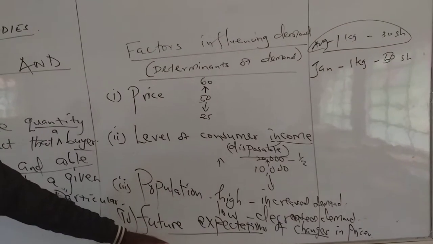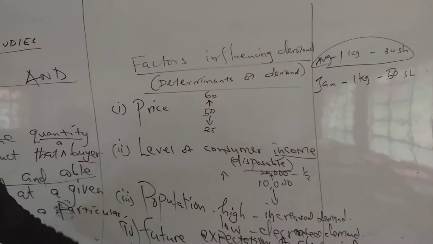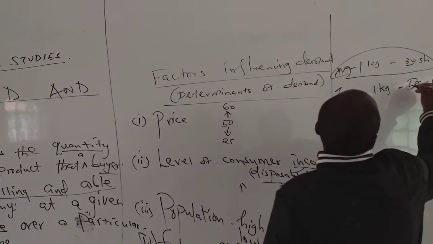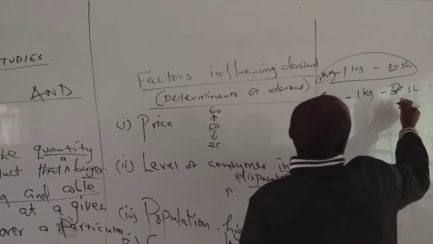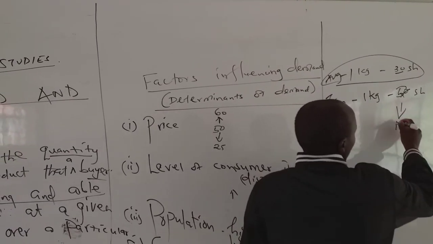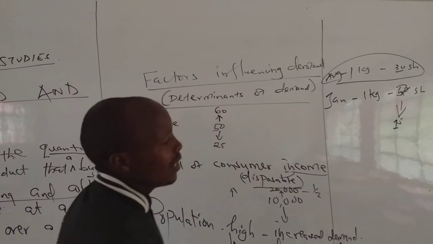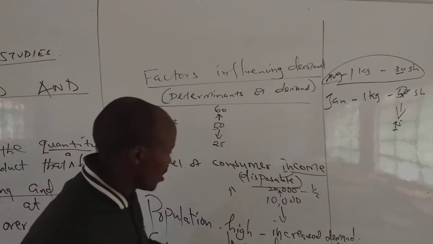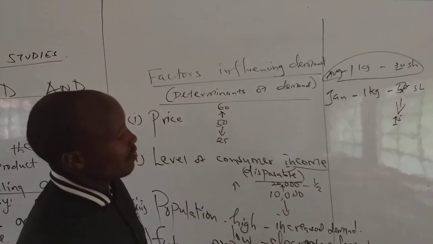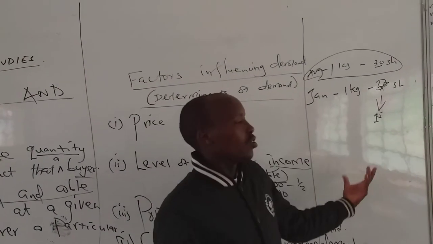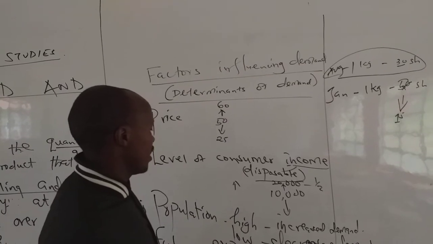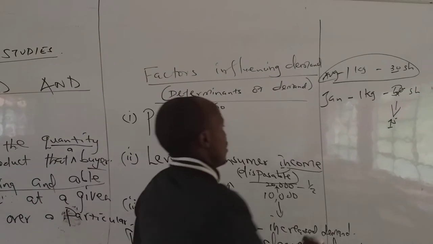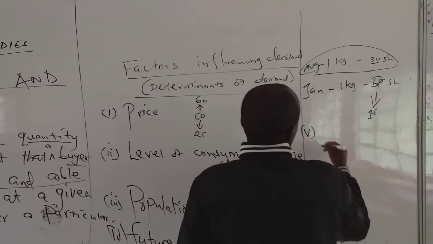On the other hand, assuming the price is currently this, but people know that come January next year the price can even drop to 15 shillings, most of the people will not buy. They will be waiting for January to enjoy the 15 shillings per kilo. In other words, if people expect that the prices of goods and services will come down, then they will not buy, and by not buying, they will make the demand decrease. Demand will come down.